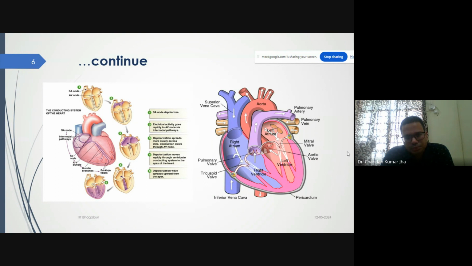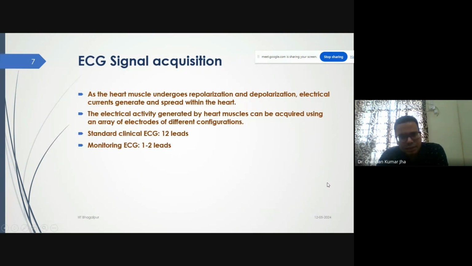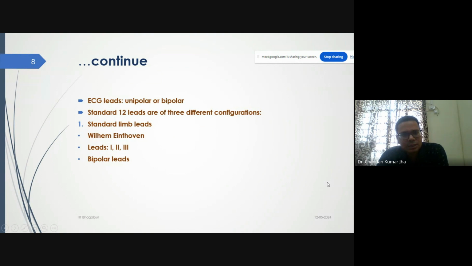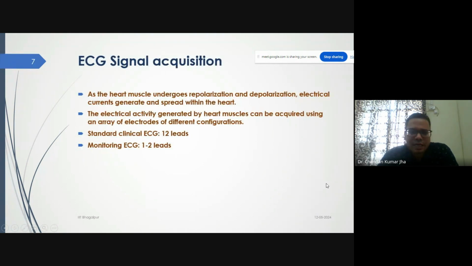Now, in the next slide, here we will see how you can acquire the ECG signal.